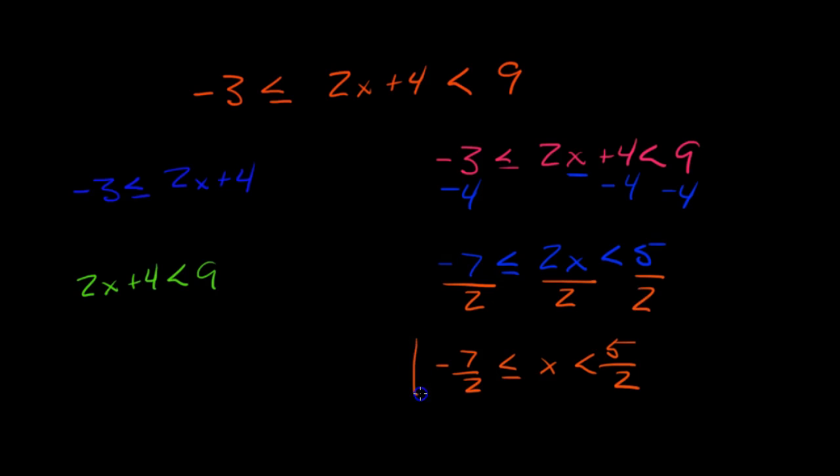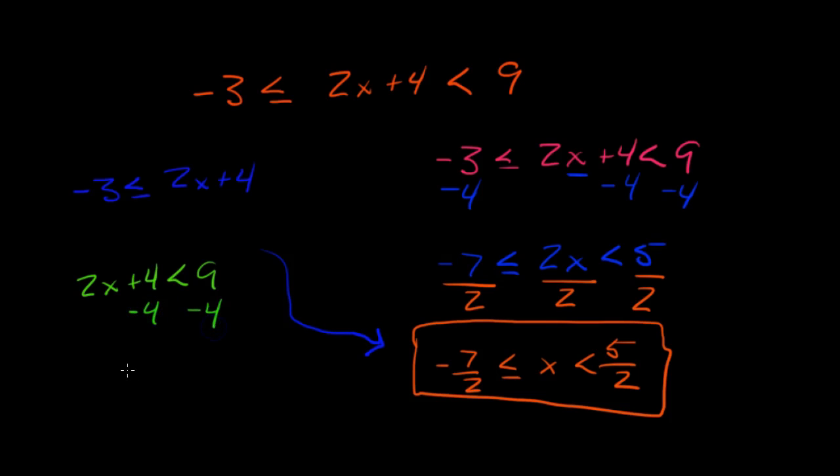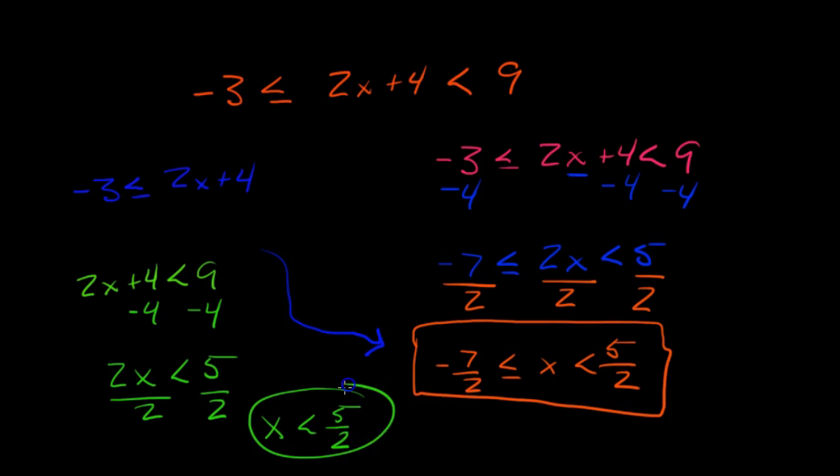Now, this is our solution set, right? So likewise, here we can do very similar things: we can solve for x here and solve for x here. In the end, it's going to give us the same answer. For example, if I subtract 4 and subtract 4 here, we get 2x is less than 5. If I divide by 2 and divide by 2, we get x is less than 5/2. And this is this part of the solution right here.